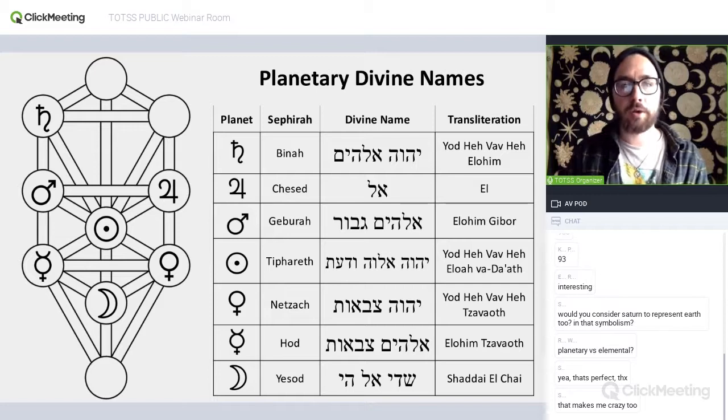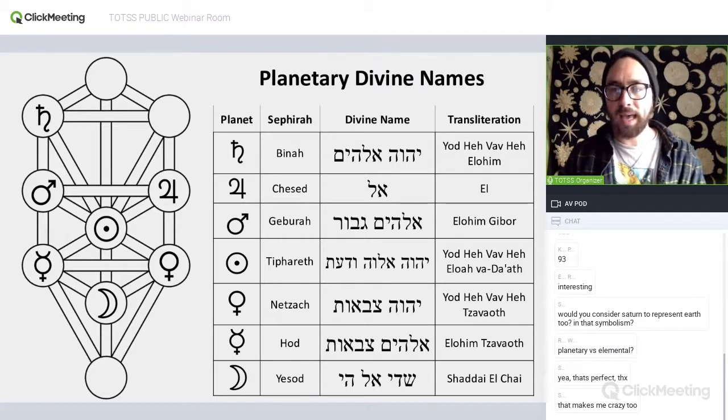All right, so here are the planetary divine names. Again, like I said, we're just going to use, for Saturn, as we've been talking about, Saturn corresponds to the Sephirah Binah. And so we'll just use the divine name of Binah, which is Yod He Vav He Elohim. We'll just use that name as now also the divine name for Saturn.